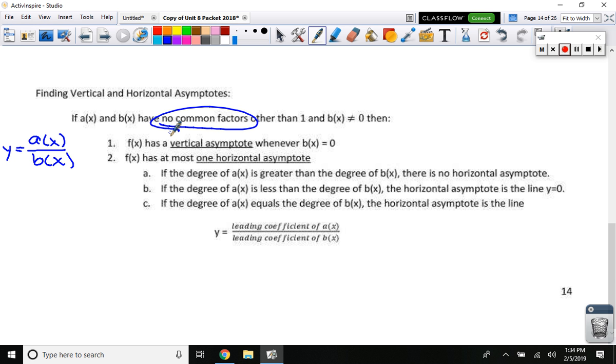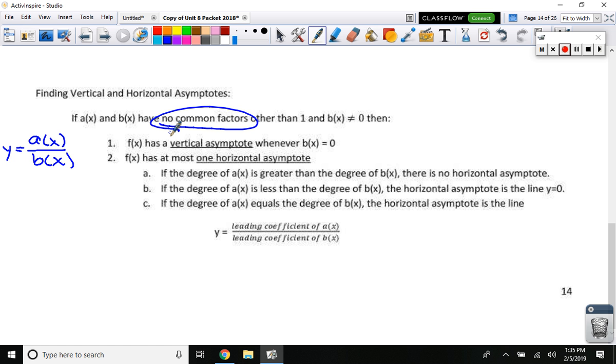If the degree of the top is larger than the degree of the bottom, you have no horizontal asymptote. Okay, so you have to memorize this. If the degree of the top is less than the degree of the bottom, so the degree of the bottom is bigger, then you will have a horizontal asymptote at 0, y equals 0. If the degrees are the same, then you look at the lead coefficient of the top and the bottom, and that will be where your horizontal asymptote is.